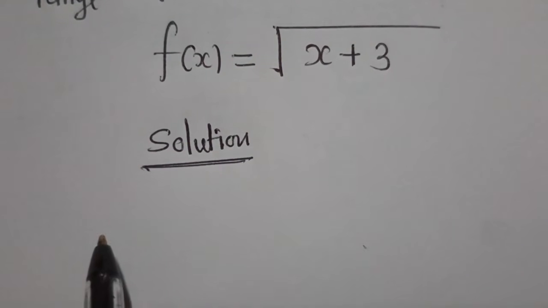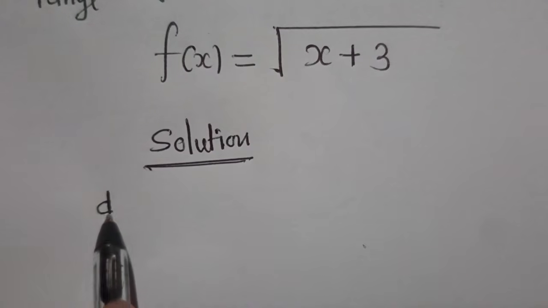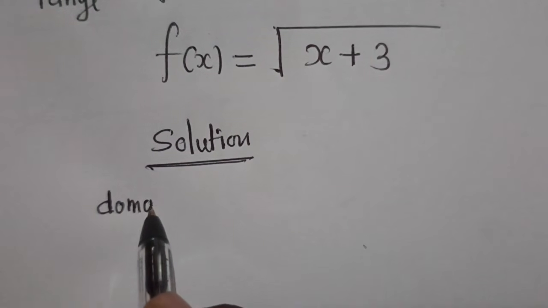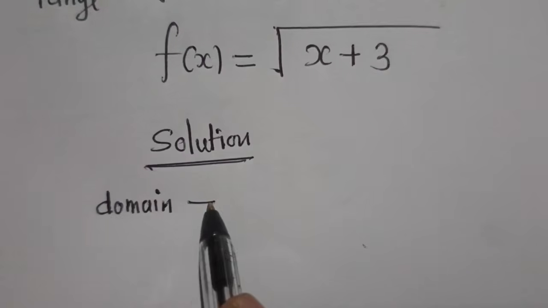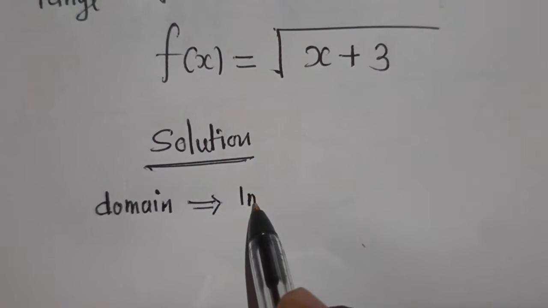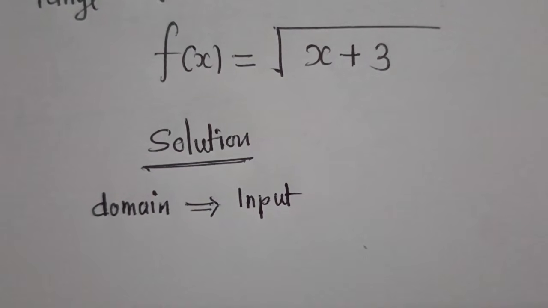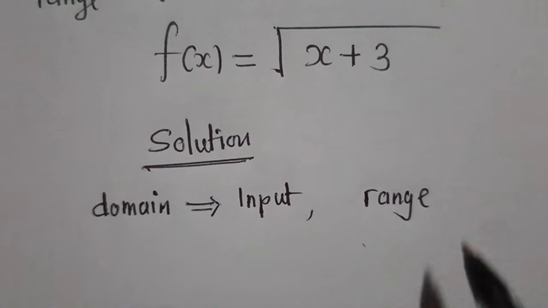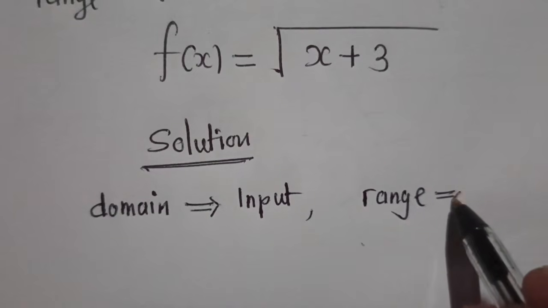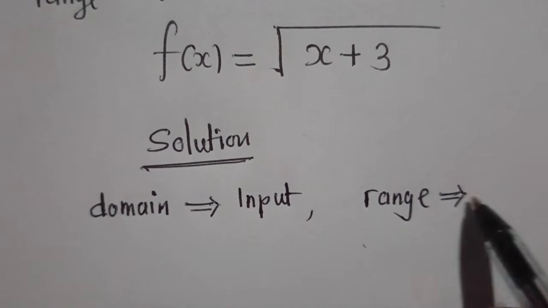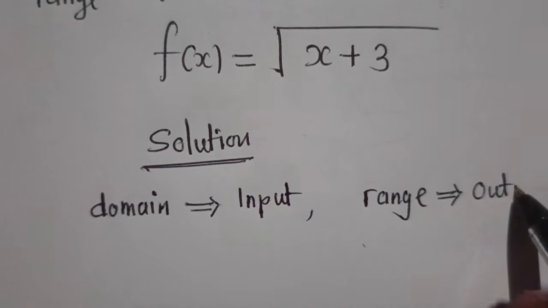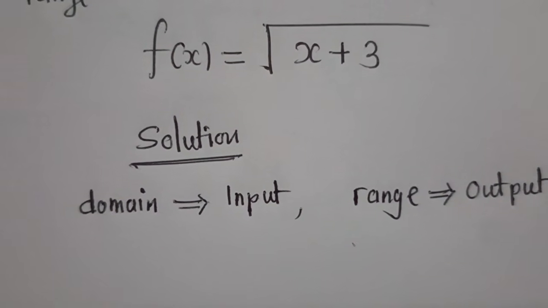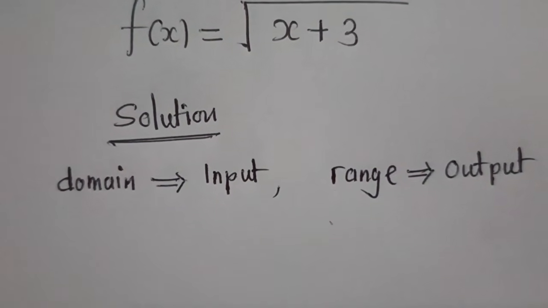And let's understand what it means when we say domain. So this domain simply means input. Okay, so what you're able to plug in to get something. Okay, and when we say range, this simply means output. So this is what you need to remember.